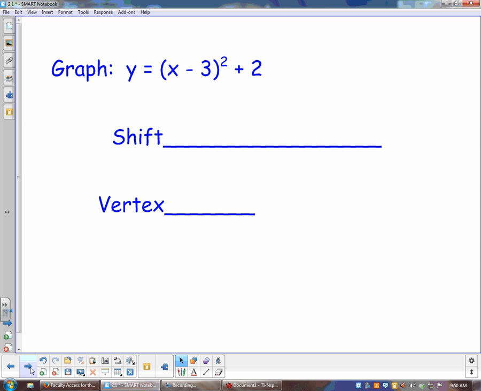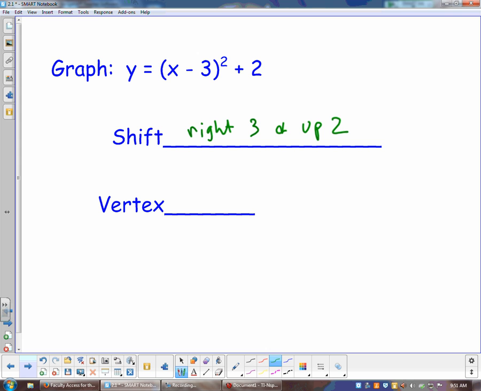So if you were to graph this one, what would your prediction be for the graph, and where would the vertex be? Ryan, who has his hand up. Okay, it would go up 2 units and to the right 3 units. All right, it would be to the right 3 and up 2.